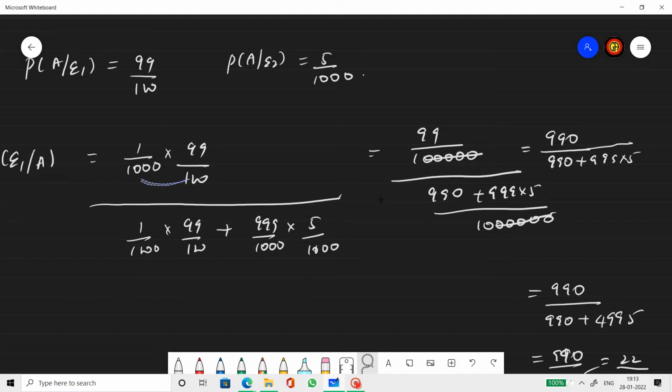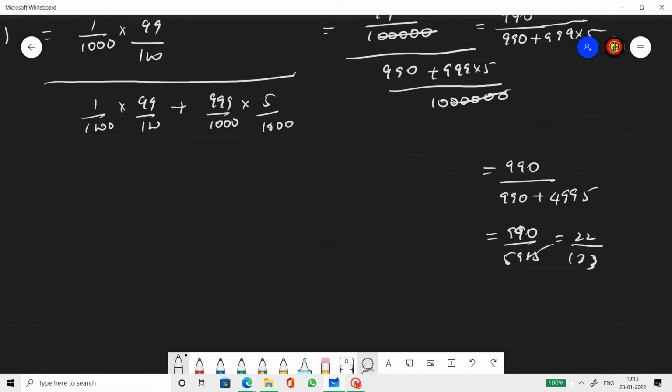See here the denominator is 1 followed by 5 zeros. Here 1 followed by 5 zeros, whereas here 1 followed by 6 zeros. So LCM will be 1 followed by 6 zeros. And therefore if you simplify, you will get 990 by 990 plus 999 into 5. If you simplify that, you get 4995. So 990 by 990 plus 4995, which is 990 by 5985. Simplify this, you get 22 by 133.